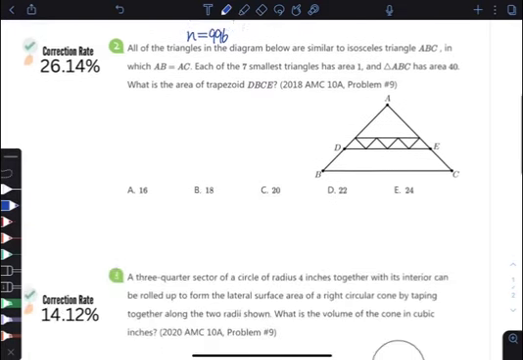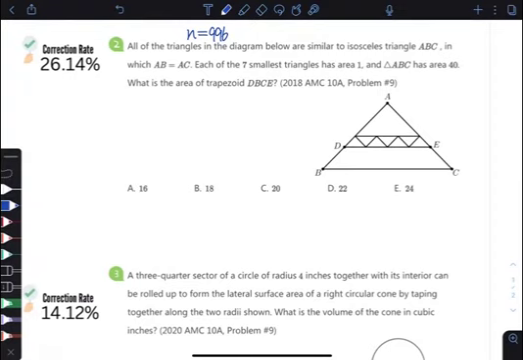Alright, let's look at the second one. All of the triangles in the diagram below are similar to the isosceles triangle ABC, where AB is equal to AC. Each of the 7 smallest triangles has area 1, and the triangle ABC has area 40. So what is the area of this trapezoid DBCE?